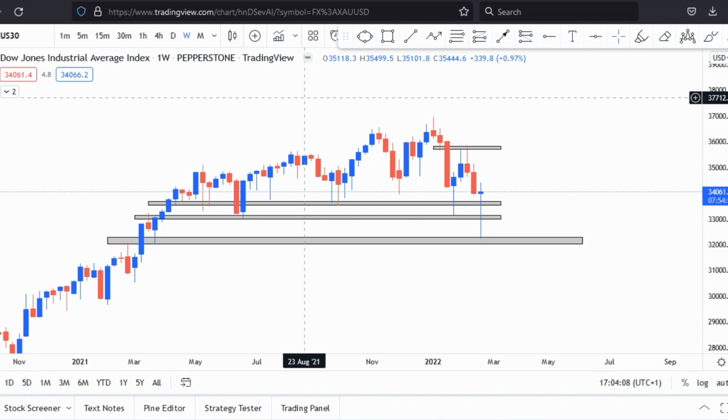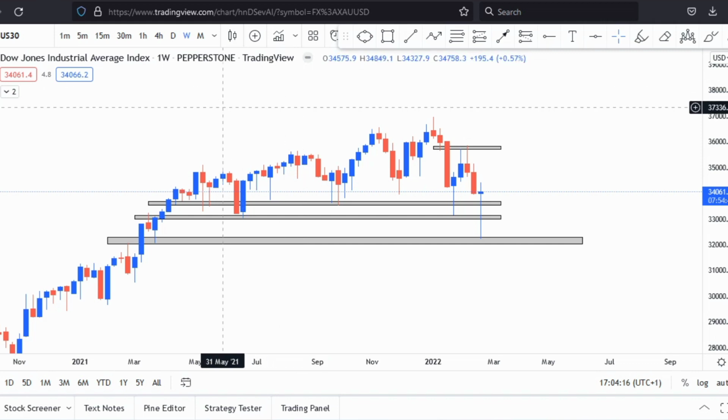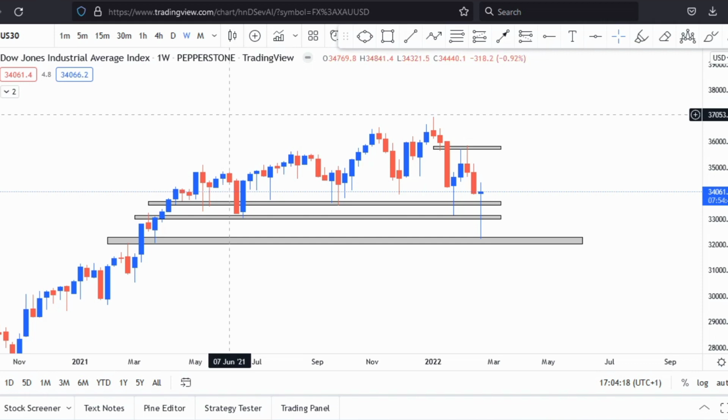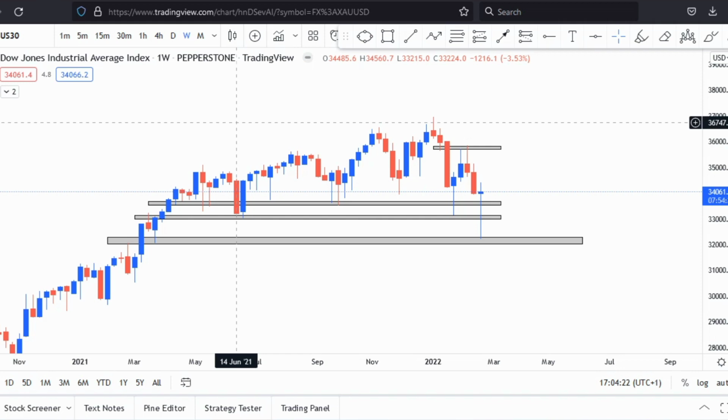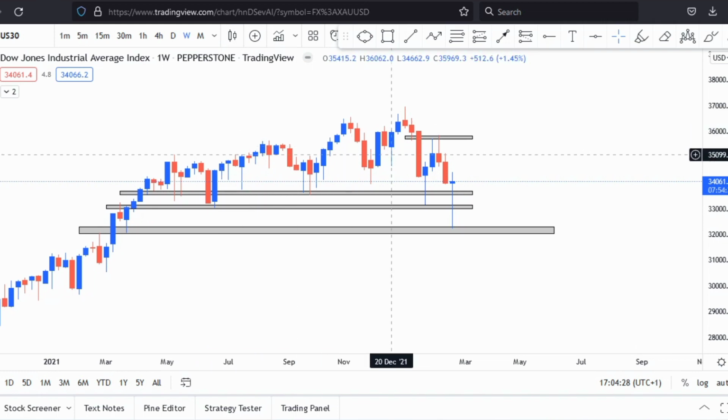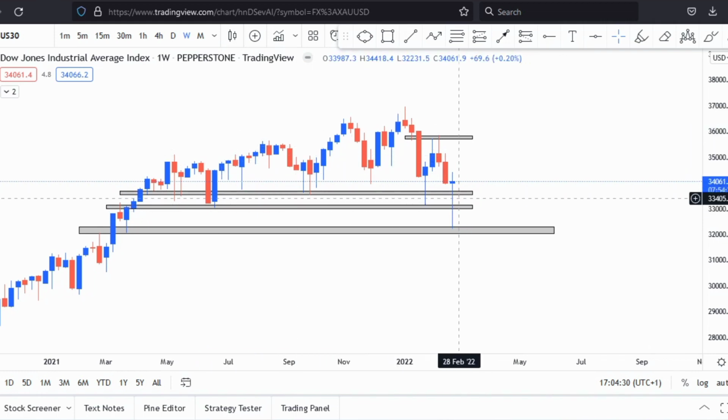In this video, I want to talk about my analysis for US30, and as usual, I'll be starting off with the weekly time frame, and then work our way down to the 4-hour time frame where I normally take my entry. So for the weekly time frame, we can see what's happening here, especially with the formation of this candlestick on the weekly time frame.